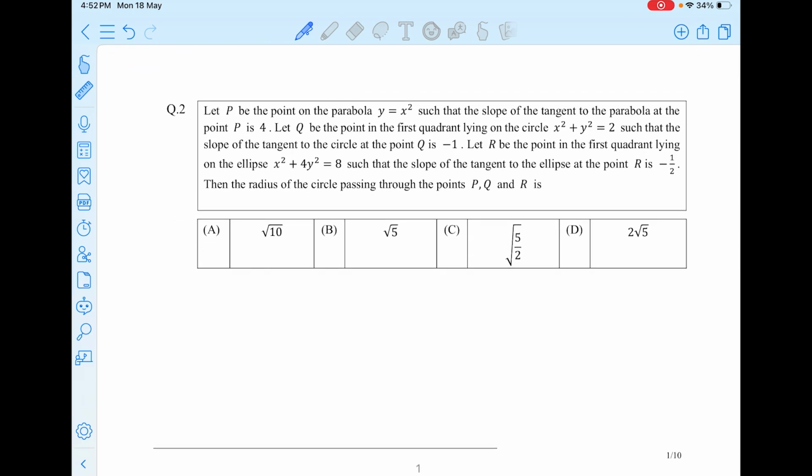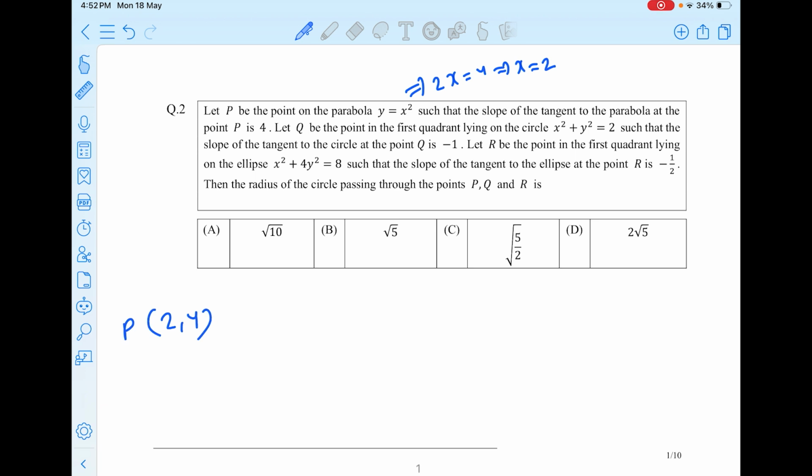Next, P is a point on the parabola such that the slope of the tangent at the point P is 4. So slope of tangent, differentiate, 2x is equal to 4. So x is equal to 2. What point will we get? X is equal to 2, y is equal to 4. So point P I got is 2 comma 4.